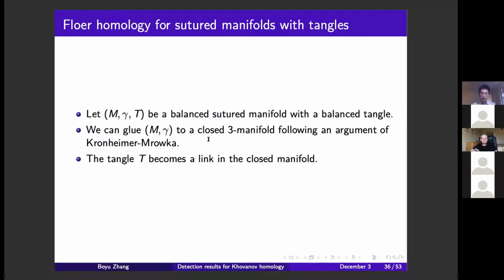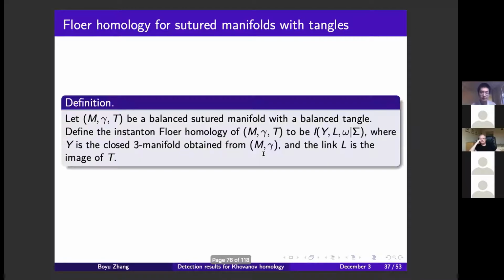And this gluing is actually not unique. For a sutured Floer manifold, there are infinitely many different ways of gluing the boundaries and obtaining a closed Floer manifold. But because of the singular excision formula, we can prove that all the triples that we can obtain from this gluing procedure will yield isomorphic instanton Floer homology groups. And therefore, we can use that instanton Floer homology group as the invariant of our triple.